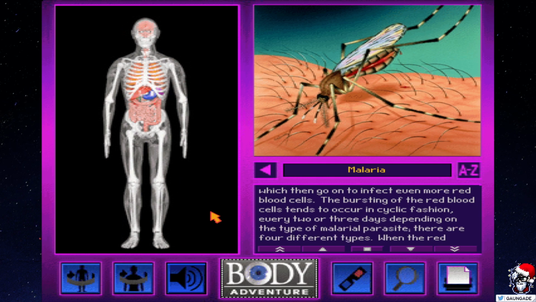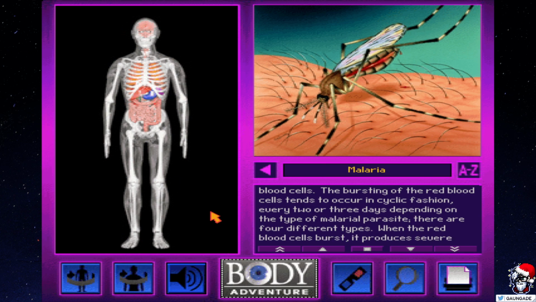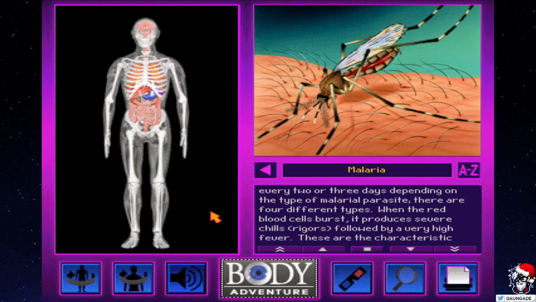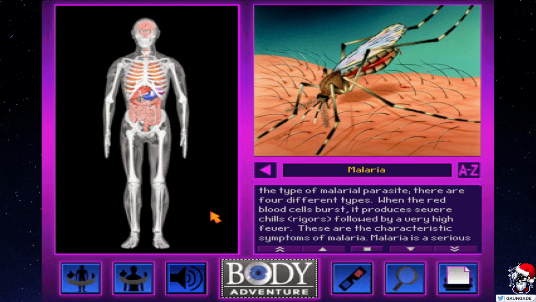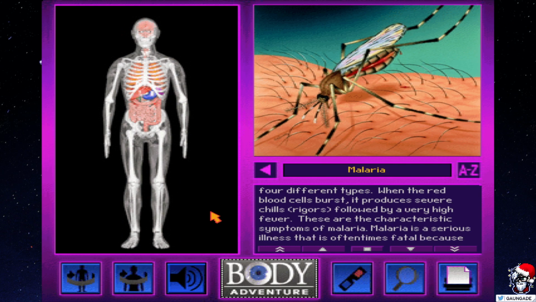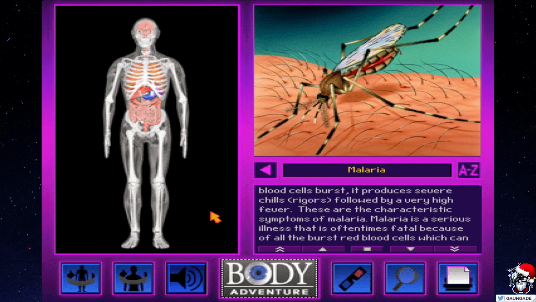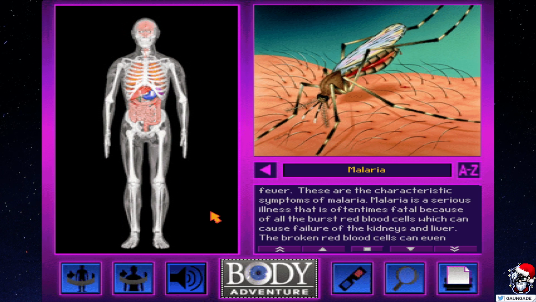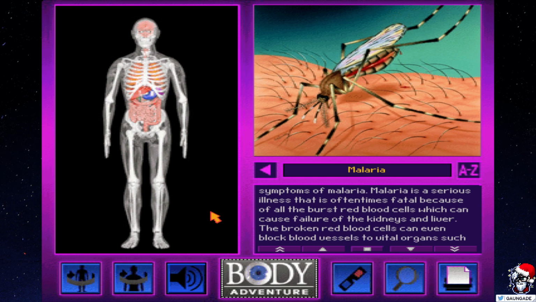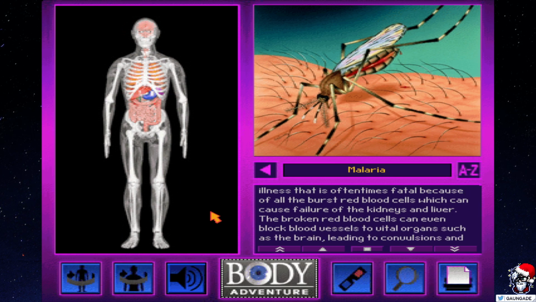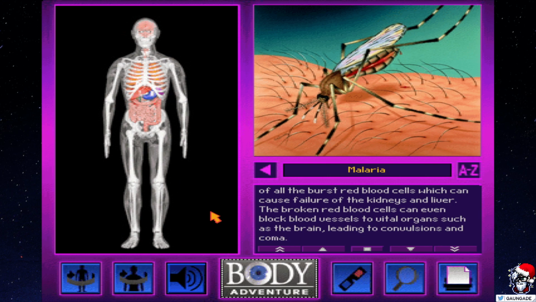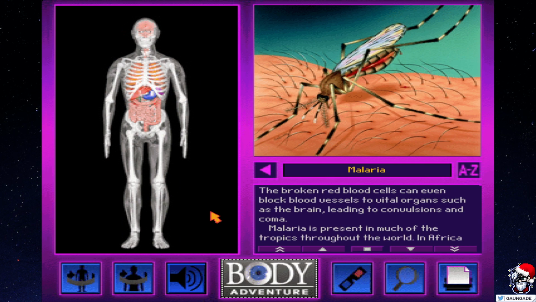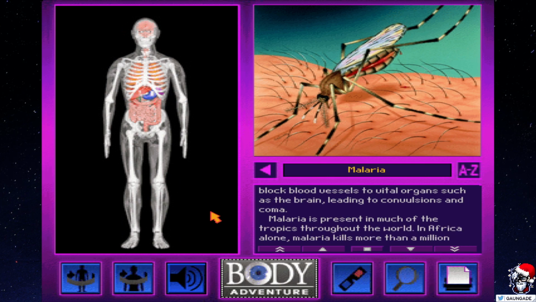The bursting of the red blood cells tends to occur in cyclic fashion, every 2 or 3 days depending on the type of malarial parasite. There are 4 different types. When the red blood cells burst, it produces severe chills, rigors, followed by a very high fever. These are the characteristic symptoms of malaria. Malaria is a serious illness that is oftentimes fatal because of all the burst red blood cells, which can cause failure of the kidneys and liver. The broken red blood cells can even block blood vessels to vital organs such as the brain, leading to convulsions and coma.